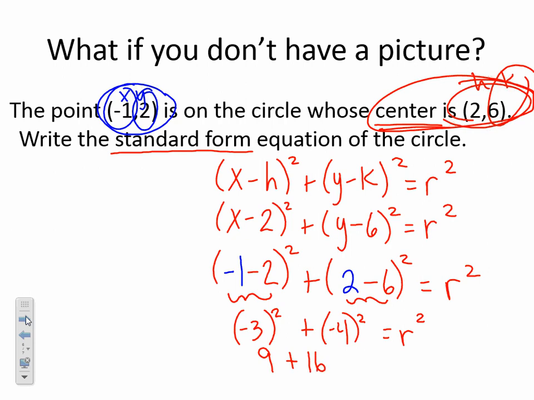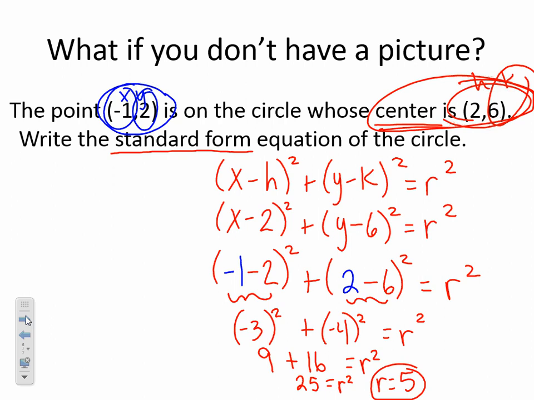Remember, anytime you square a negative value, it's still positive, okay? It becomes positive. Negative times a negative. So what we have here is 9 plus 16, which is 25. 25 equals r squared. So what does that mean for the radius? Well, it means the radius is 5 if you square root. So now we know what that radius is.